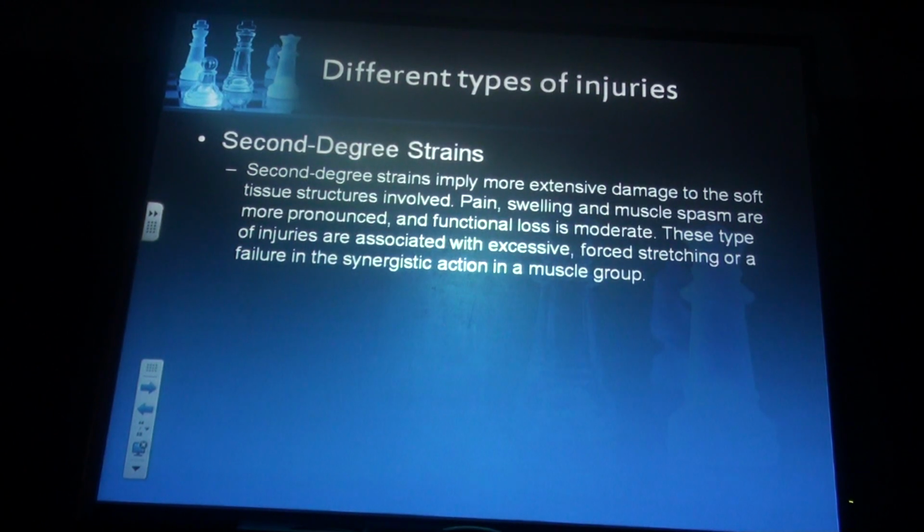Second degree strains. Second degree strains imply more extensive damage to the soft tissue structures involved. Pain and swelling and muscle spasm are more pronounced, and functional loss is moderate. These type of injuries are associated with excessive force stretching or a failure in the synergistic action in a muscle group, meaning that the muscles don't fire right when they say synergistic, causing a strained muscle.